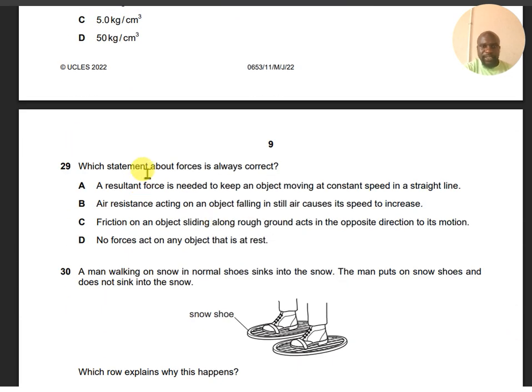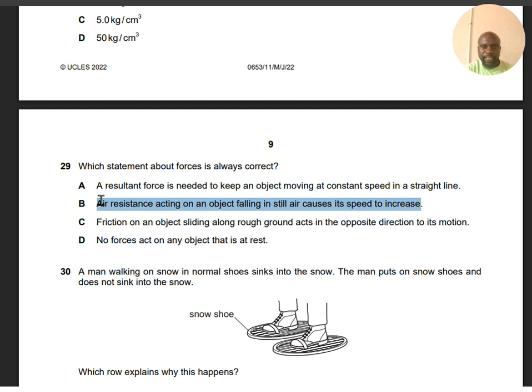Number 29 says, which statement about forces is always correct? A, a resultant force is needed to keep an object moving at a constant speed in a straight line. No? We are now considering Newton's laws of motion in this case.